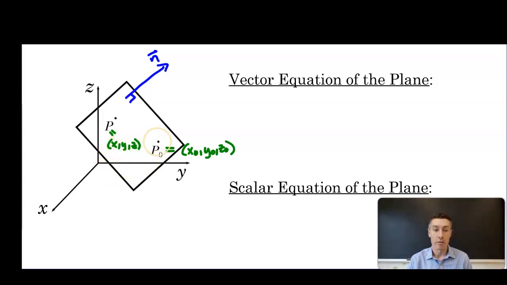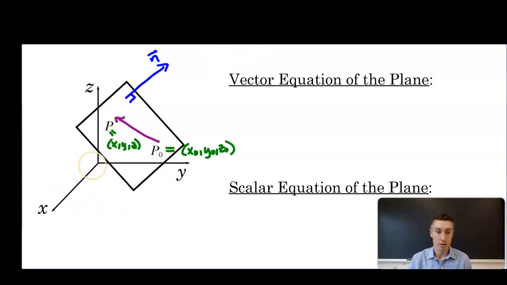If we can create a vector on the plane, knowing that the normal vector is perpendicular to the plane, the vector on the plane dotted with the normal vector will be 0 because the angle between those 2 vectors would be a right angle. They would be orthogonal vectors. So our goal is to create a vector on the plane so that we can dot it with the normal vector. Now, knowing 2 points, we can create a vector between the 2 points. So we can create a vector from P naught to P.